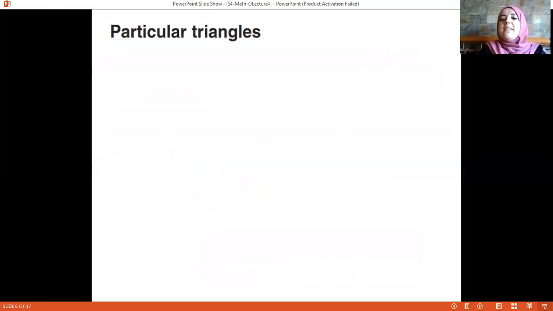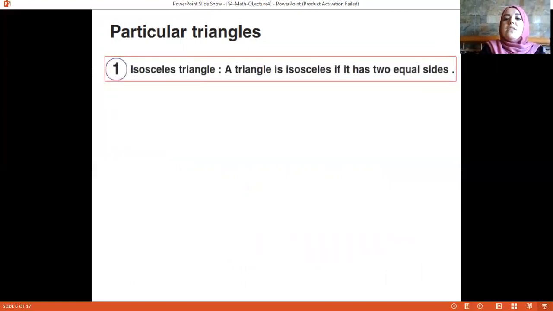Now let us talk about particular triangles. You know that we have triangles that are special or particular. The first particular triangle is the isosceles triangle. This is a new word, isosceles. Iso means equal. So an isosceles triangle has two equal sides and two equal angles only.